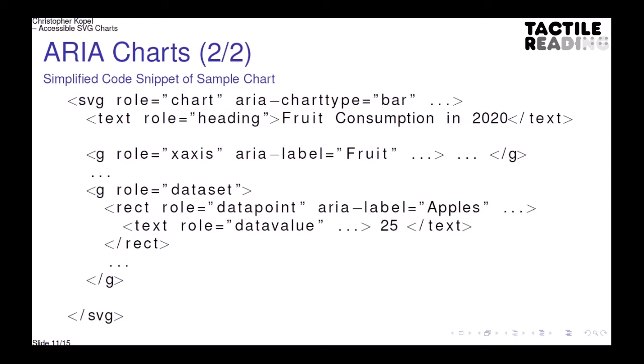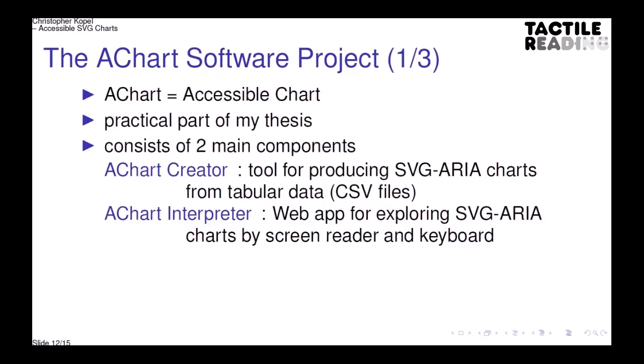Okay, so far about SVG and why ARIA. So now let's move on to the practical part of my thesis. It is called the A-Chart software project. A-Chart is spelled capital A, capital C, H-A-R-T. This stands for Accessible Chart, and the project consists of two main software components.